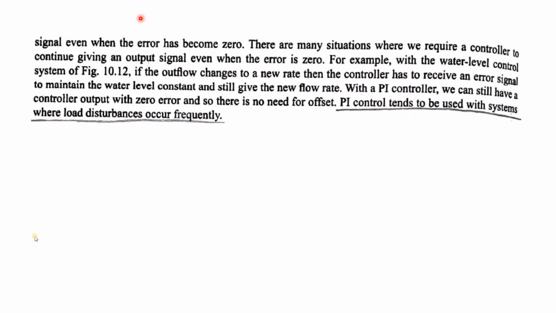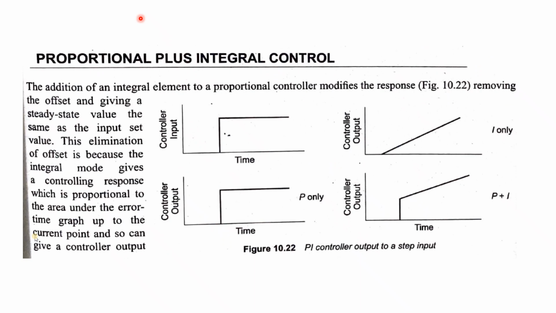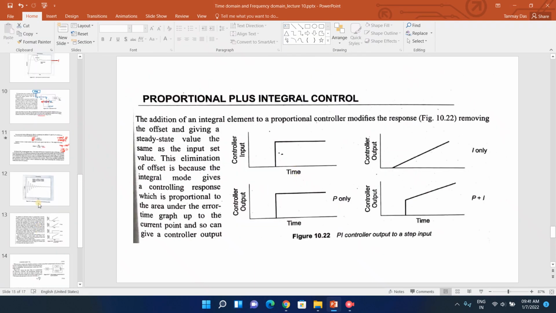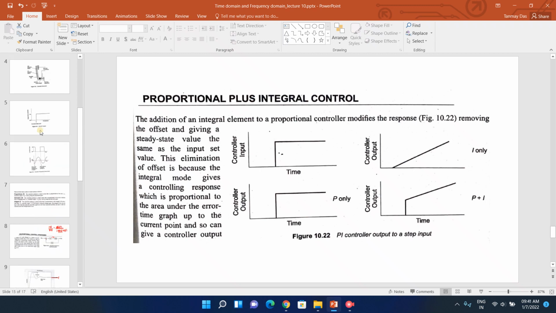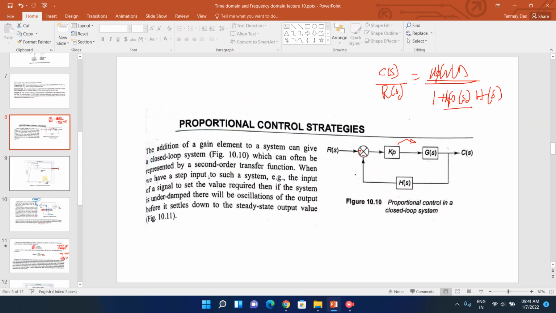Then we will have the proportional plus integral also. Okay. Then after that we will go for the total PID controller, the summation of all. Okay, so I will continue this part later in the next class. So I hope you have understood this part.